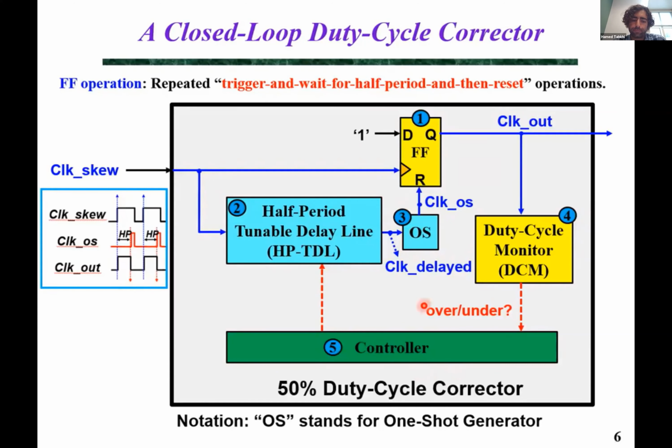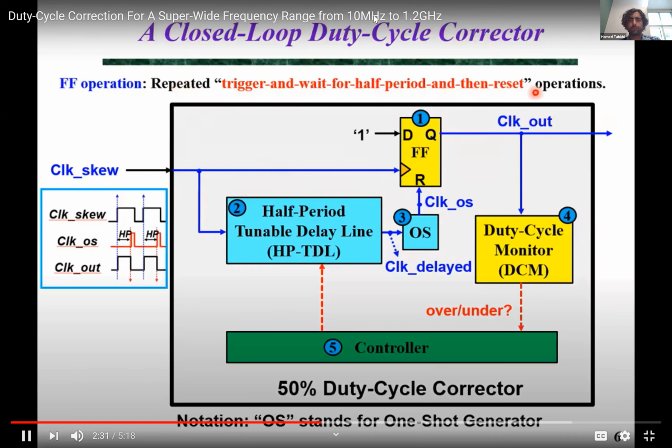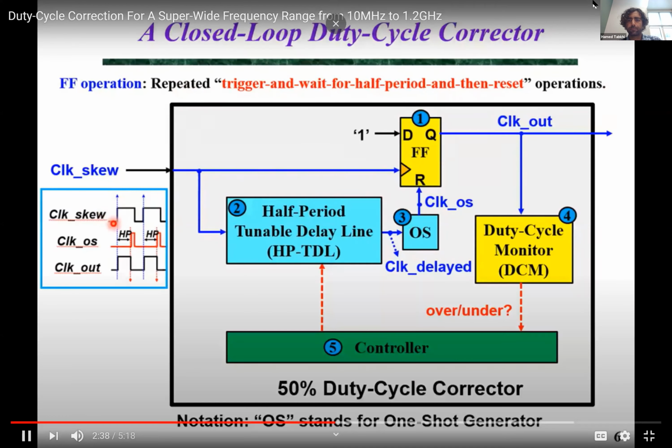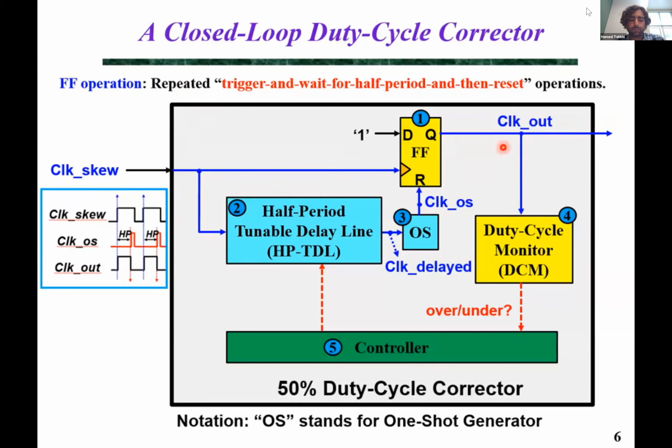The idea is this flip-flop operates in the sequence of trigger, wait for a half period, and then reset type of operations. Its input is the skewed clock like this. The output is the clock out. And then basically the skewed clock will be delayed by exactly half period before triggering the one-shot signal, making the whole design behave like a duty cycle corrector.